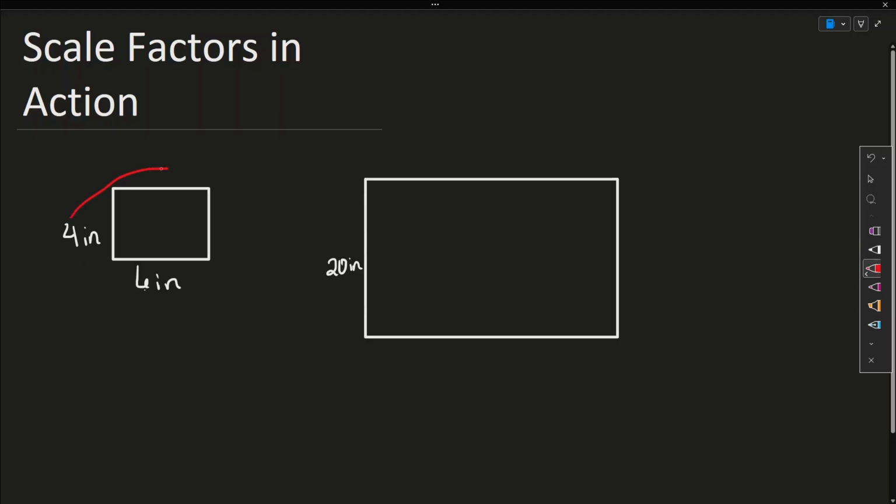First, we need to find our scale factor. 4 times what is 20? And that answer is 5. So 5 is our scale factor. We multiply every length by that. 6 times 5 is 30. So this would be 30 inches long. We should cut the paper to 30 inches long.